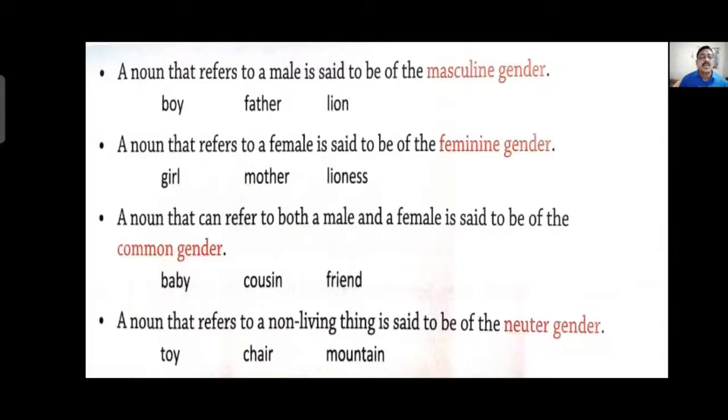A noun which says about a non-living thing that doesn't have any life, in that case we cannot say whether it is male or female. Like toy, chair and mountain are three non-living things. In this case they are said to be neuter gender because they are not living and they cannot be distinguished whether they are girl or boy or male or female.